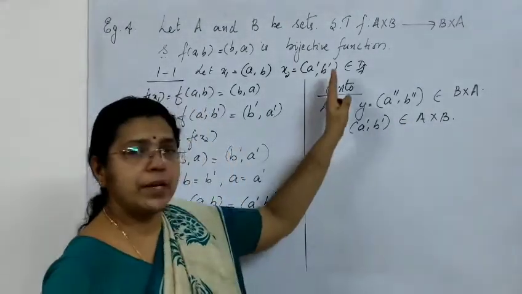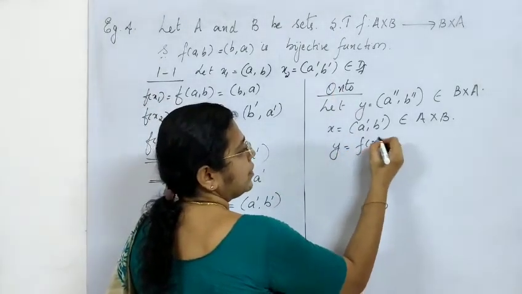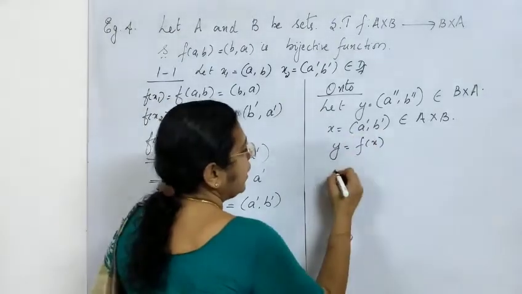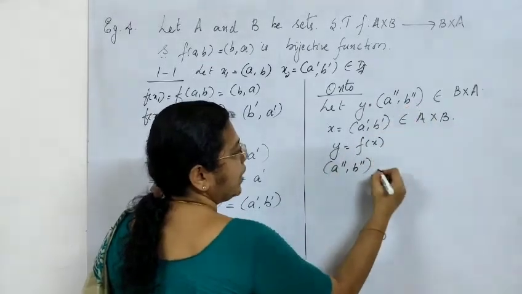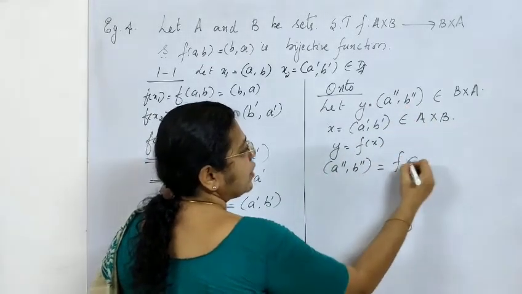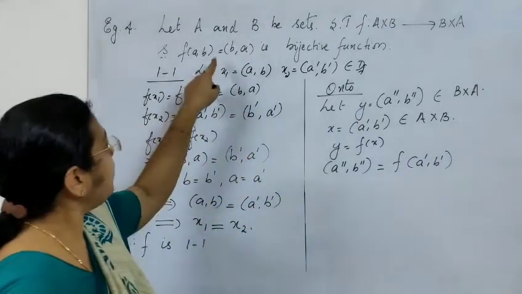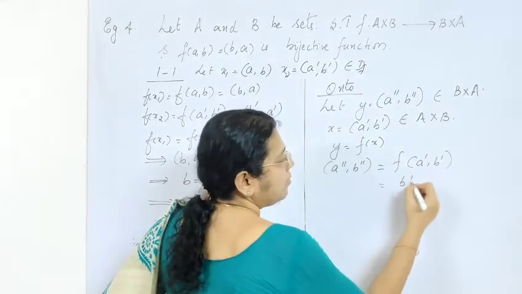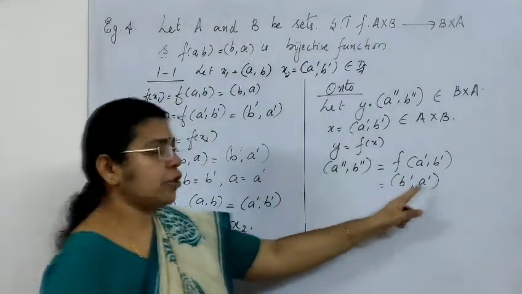Now, how do we prove onto? We take y equal to what? f of x. y is equal to f of x. Now, what is y? y is equal to (a'', b''). f of x is what? f of (a', b'). Now, what is f of (a, b)? (b, a). So, what is f of (a', b')? (b', a'). Right? (b', a').